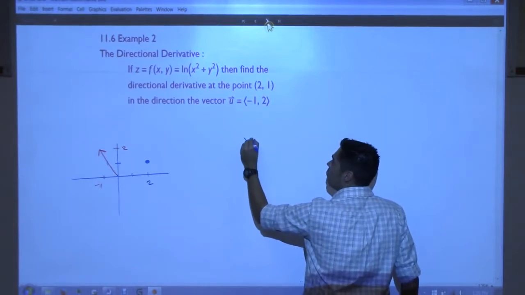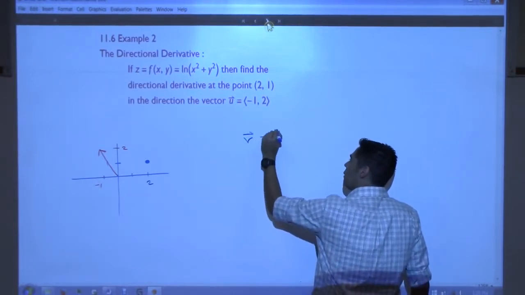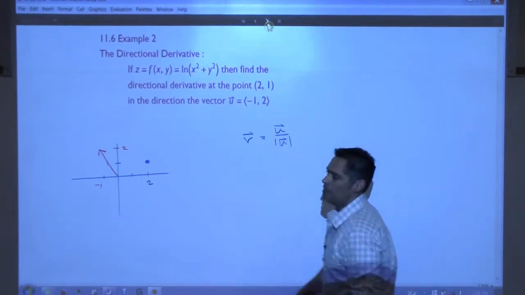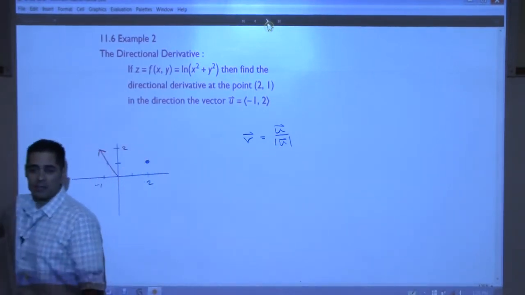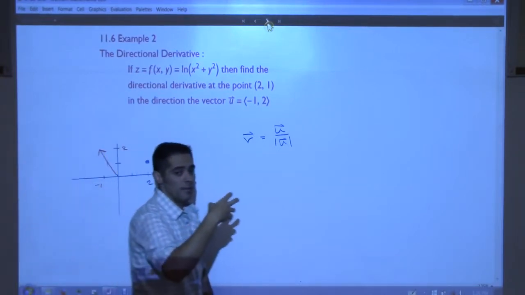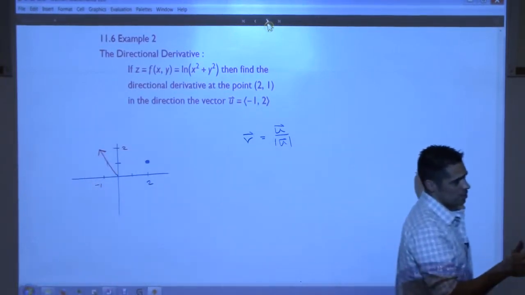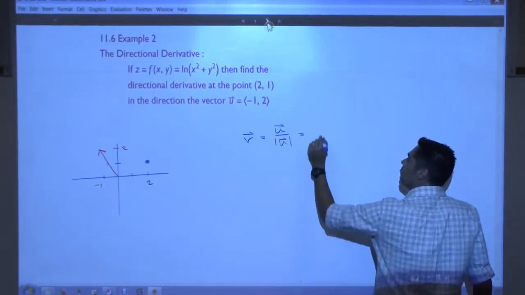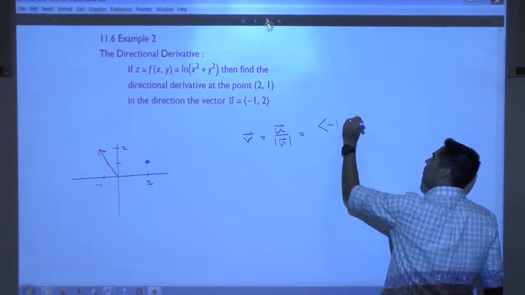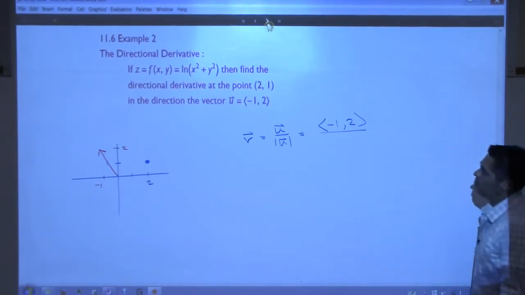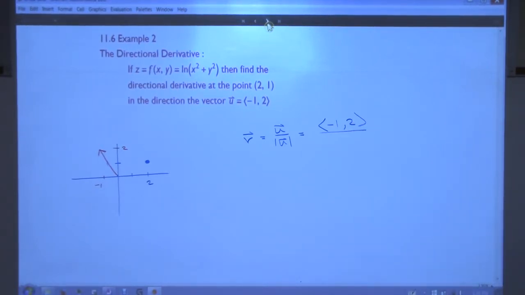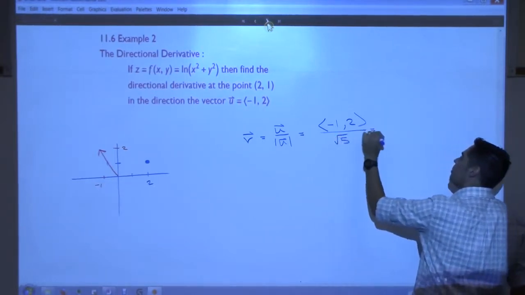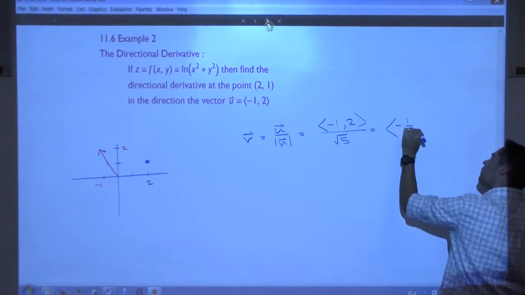So I'm going to call a new vector v, that u vector divided by its own length. Then in my formula, I'm going to use the directional derivative in the direction of v, because v will be a unit vector. So we just take the vector u and divide it by its own length. What is the length of u? Square root of 5, right? So I'm just going to divide it by its own length. That just means you divide each of the components.